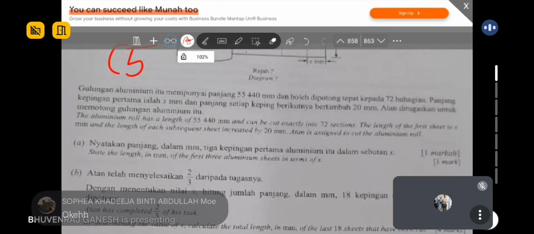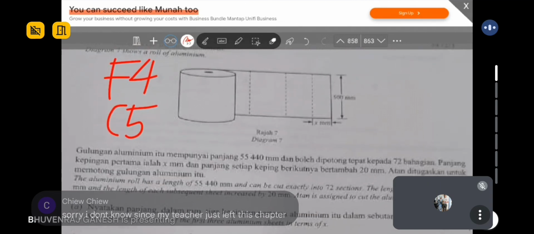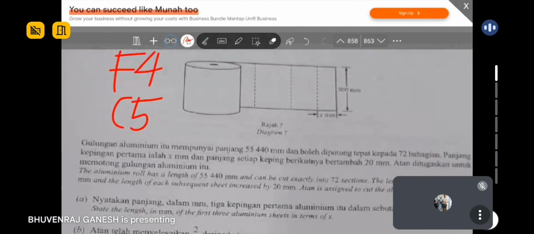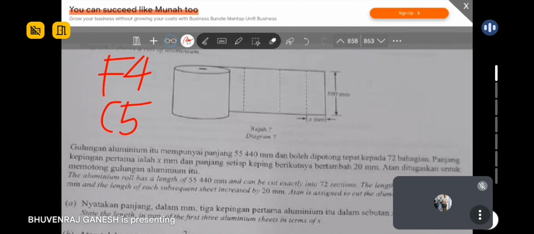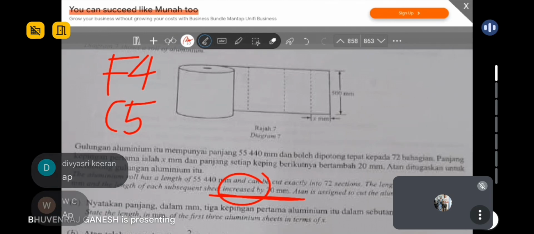Okay? So now, that's how you have to do it. Oh, just left. Don't worry. I'll guide you. Okay guys. So you see the aluminium sheet over here. Okay, so they tell you that it increases. Guys, keyword, increase, bertambah. AP or GP? Arithmetic or geometric?